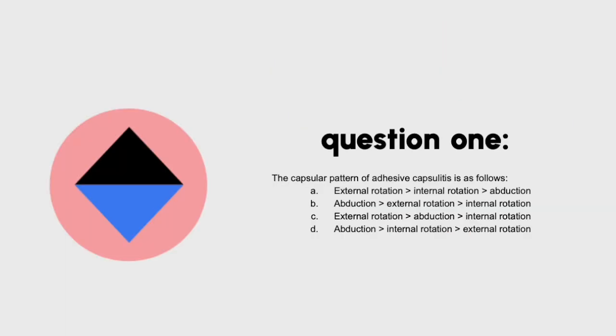Question 1. The capsular pattern of adhesive capsulitis is as follows. A. External rotation greater than internal rotation greater than abduction. B. Abduction greater than external rotation greater than internal rotation. C. External rotation greater than abduction greater than internal rotation. D. Abduction greater than internal rotation greater than external rotation.